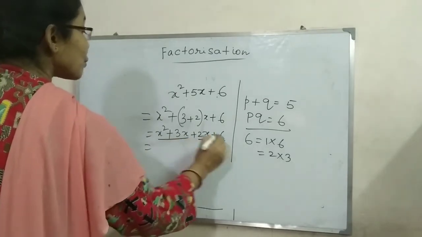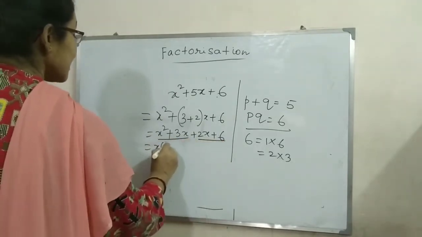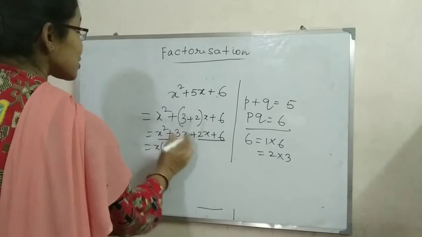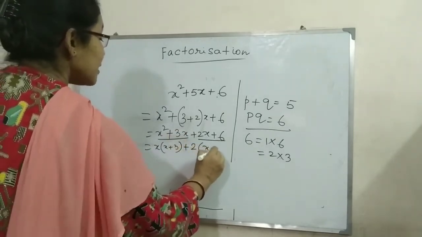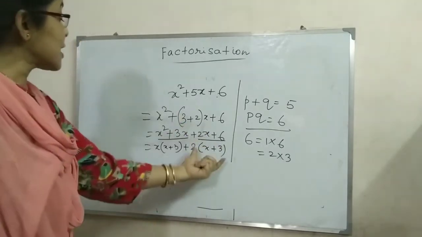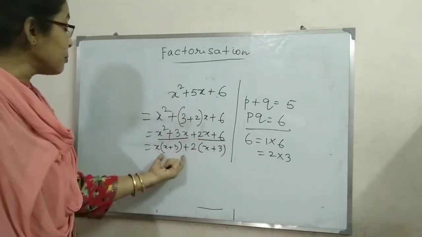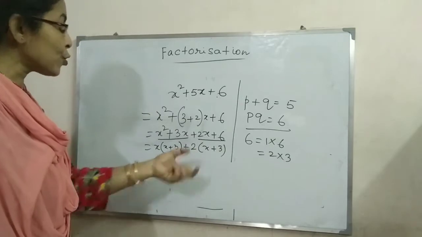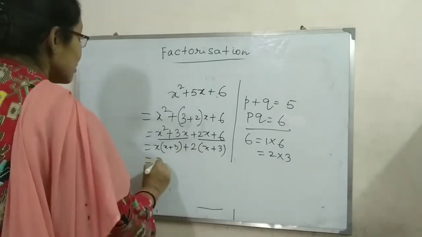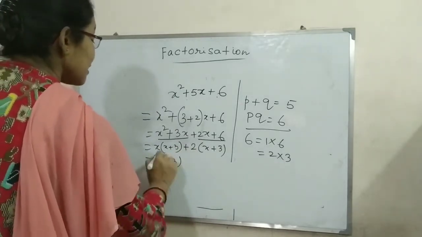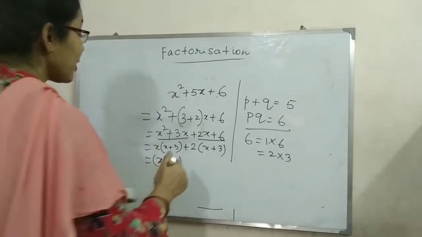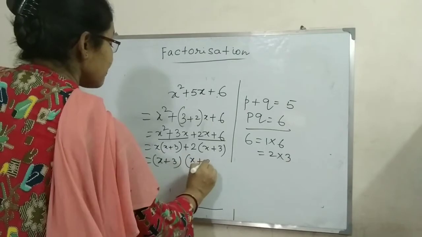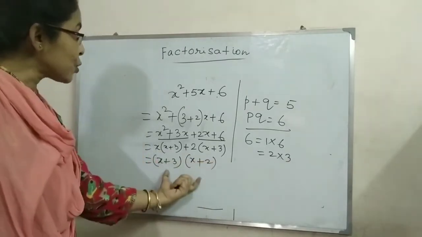Grouping in 2, I can write x is common from this group, and I take 2 common from this group, and the bracketed portion in the two groups is the same. So x plus 3 is common from here, and the left portion is x plus 2. So I have two factors.